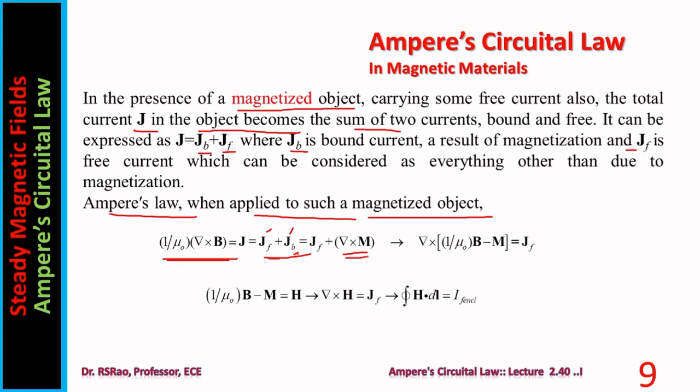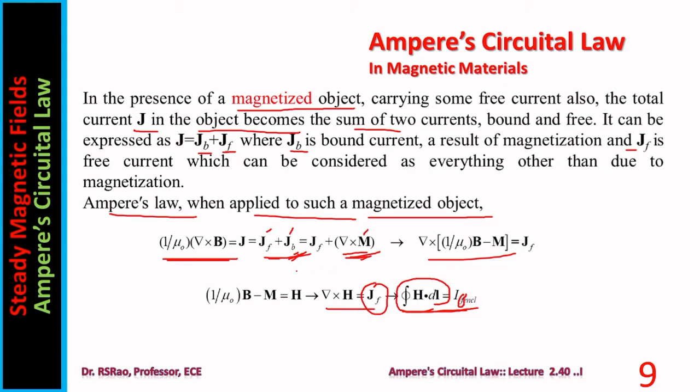The bound volume current is given by del cross M. So a little bit of manipulation ultimately leads to H dot dl equal to I_F enclosed. H dot dl is, of course, the MMF around a closed path. I_F, here F indicates that we have to consider free current. In differential form, it is del cross H equal to J_F. J_F is free current density.